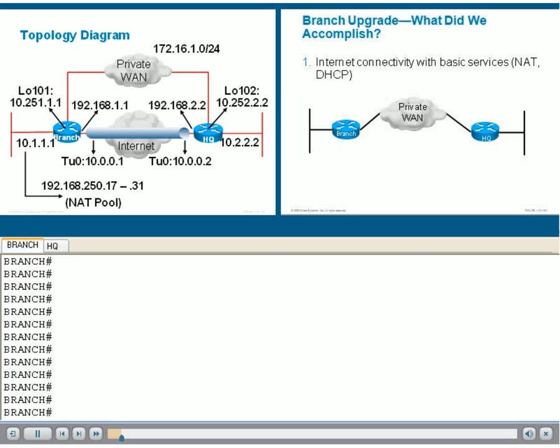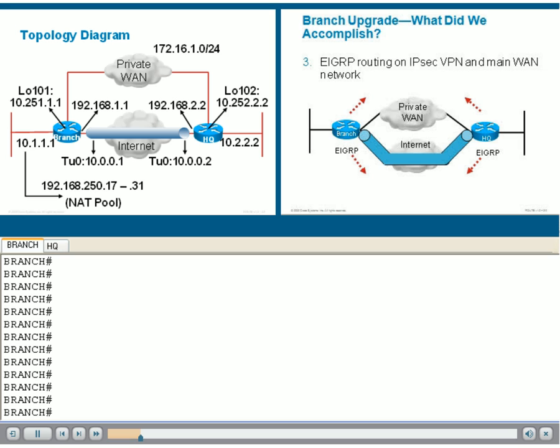What did we accomplish? We started configuring Internet connectivity with basic services, such as NAT, DHCP, and static routing. We then moved on to using the Internet connection as a backup to our private WAN. When the private WAN went down, we used an IPsec VPN across an Internet connection to reach the headquarters network. In moving forward in our migration plan to decommission the private WAN, we configured our IPsec VPN to run routing protocols, in our example EIGRP, and be able to eventually use both links with dynamic routing protocols to reach the private networks behind the headquarters router.